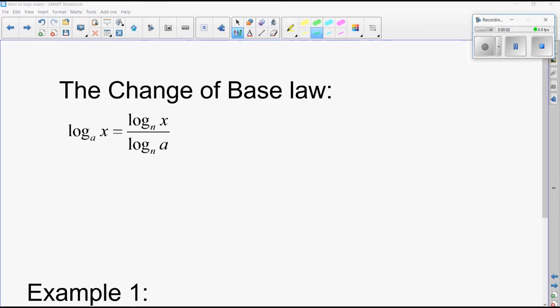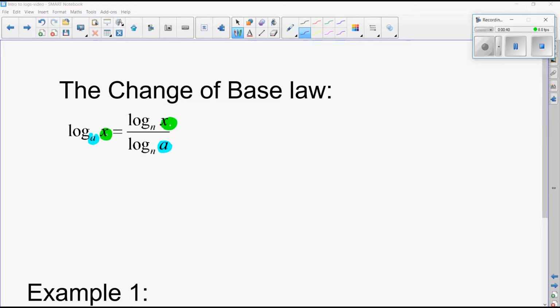The change of base law, this is the fourth log law that we're going to be dealing with, and it's a useful law to solve complicated questions and log equations. Now the law says, if you have log of x to the base a, you can change that to a base of your choice. So log of x to the base a will be log of x to the new base over log of a to the new base. And the base here is base n.